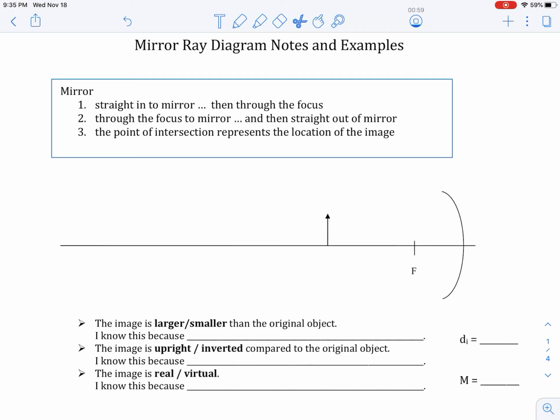So what we are going to do for our ray diagrams is we're simply going to choose two of those beams of light, and we're going to show how those light rays move into the mirror and then reflect off of the mirror. After we have illustrated these two beams of light, then we will interpret their movement and determine what our image looks like in comparison to the original object.